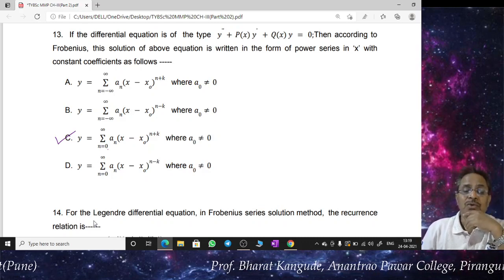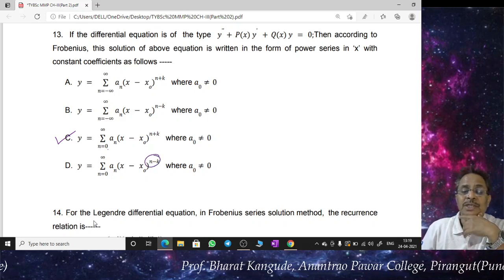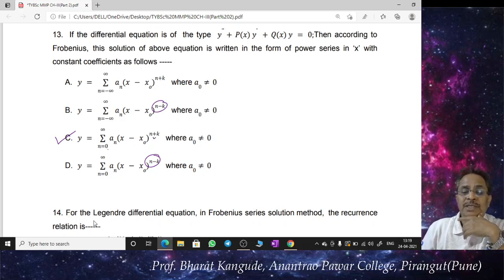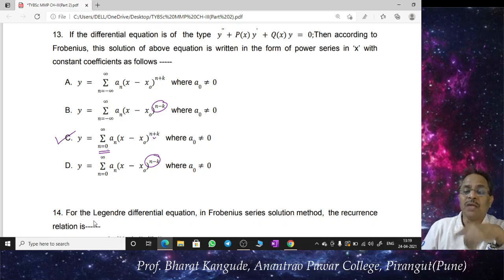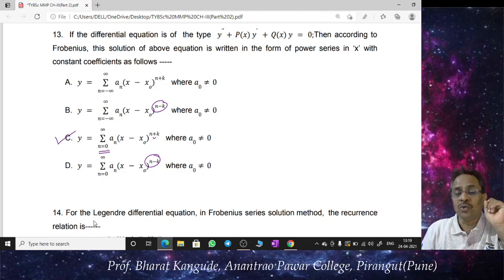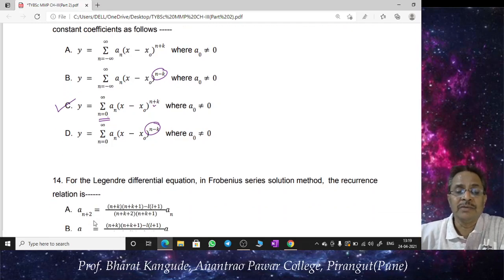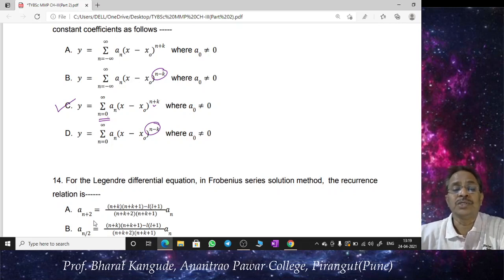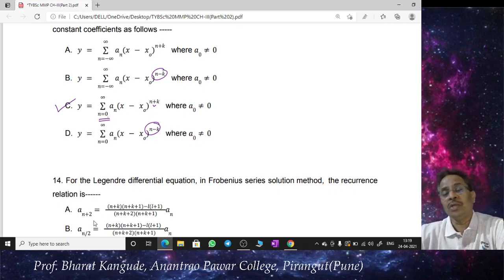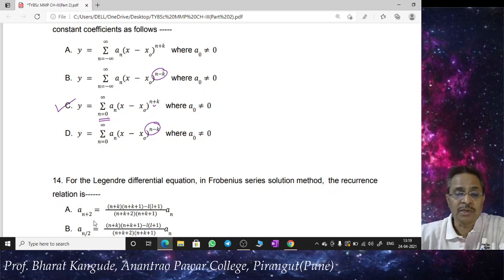Last option D, y equal to summation of n equal to 0 to infinity, again (x minus x0) raised to n plus k. So this is wrong here, n minus k is also wrong here, n plus k should be there, x minus x0 should be there, and this n should begin with n equal to 0 to infinity. So n terms will be there, and that will be calculated as shown by this C. So the correct option of question number 13 is C. In the method of Frobenius series solution, we have to assume the solution is of the form y equal to summation n equal to 0 to infinity a_n times (x minus x0) raised to n plus k, where a0 is not equal to 0.